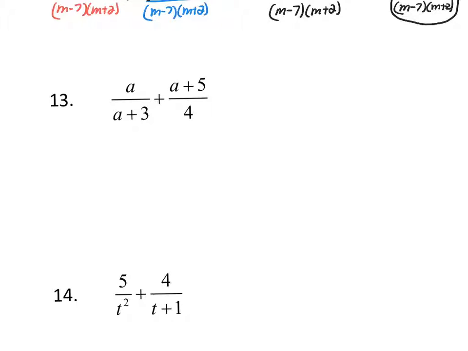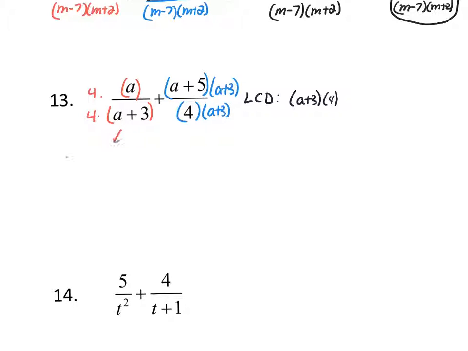Looking at number 13, again, we have two very separate denominators, so our least common denominator is just going to be multiplying those together. So over on this side here, this a plus 3 needs to be multiplied by 4, whereas on the other side, this 4 would need to be multiplied by a plus 3. Now again, you can see I'm putting parentheses around my tops and my bottoms, just so when I multiply, I don't forget anything. So I'm going to rewrite this fraction over here. On the bottom, we have 4 times (a plus 3), and on top, we have 4 times a. We're going to be adding that to this next fraction.